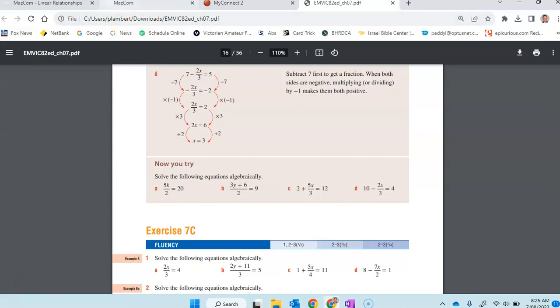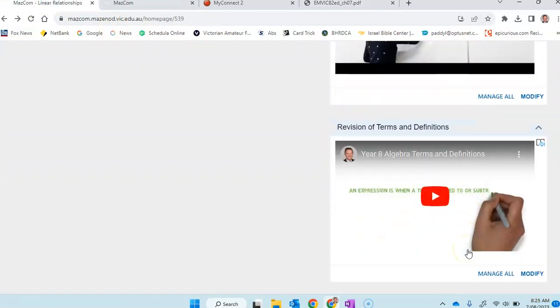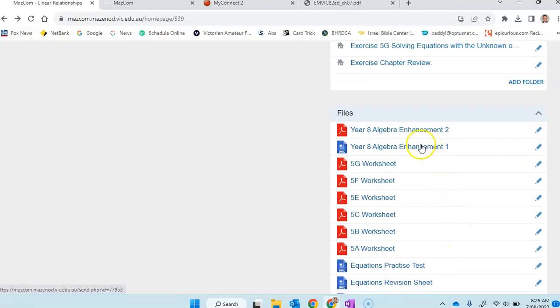Now, those who are doing the Year 9, of course, are doing the enhancement algebra. You're going to be working your way through the Year 9 work outline, and also that's chapter 4 in linear relationships in Year 9. So I'll see you on Wednesday, hopefully.